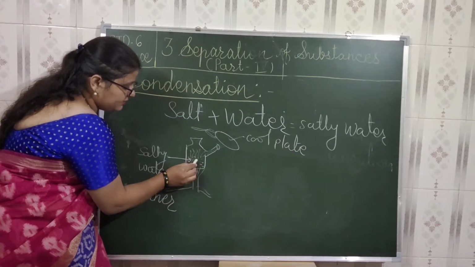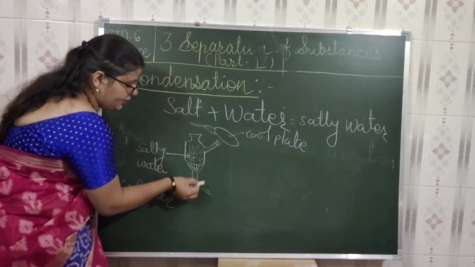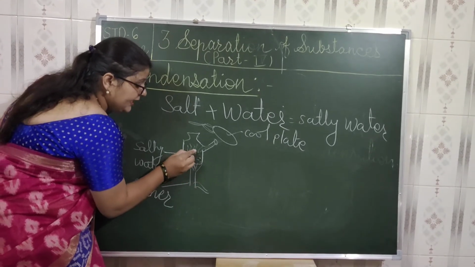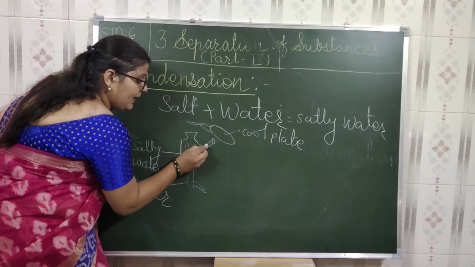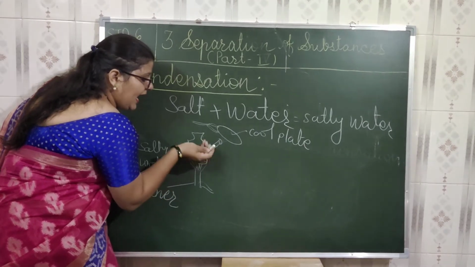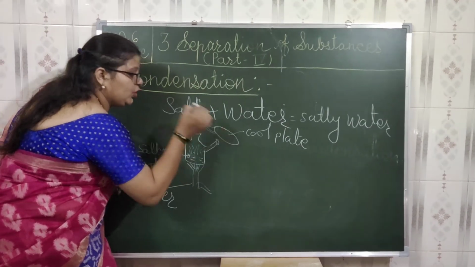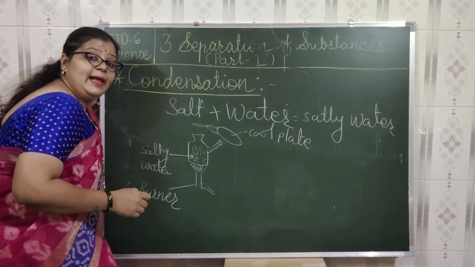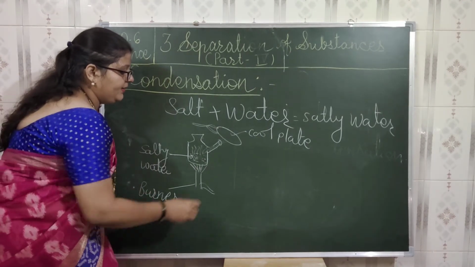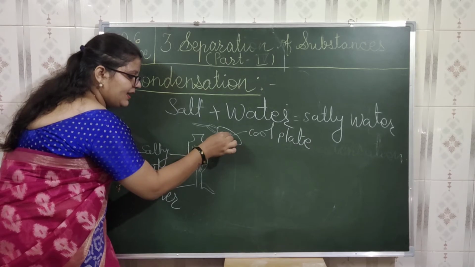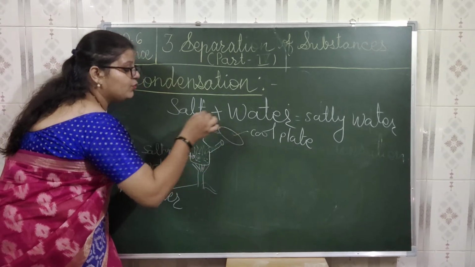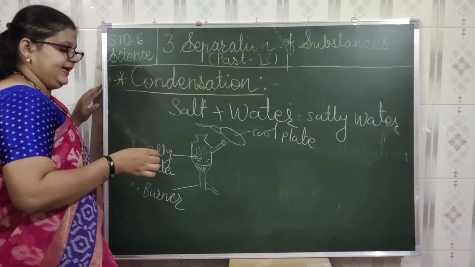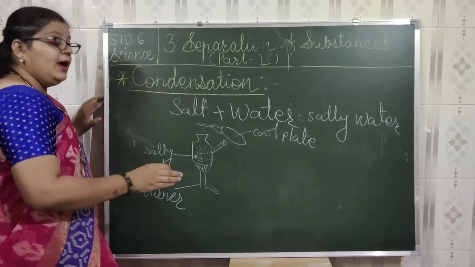The water from this kettle is turning into water vapors due to the action of heat. The water vapors are passing through this opening out here and they strike this cool plate. Now what is going to happen? The water vapors are getting cooled down due to this cool plate.